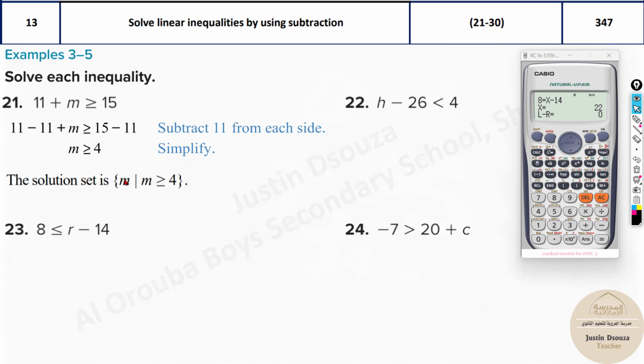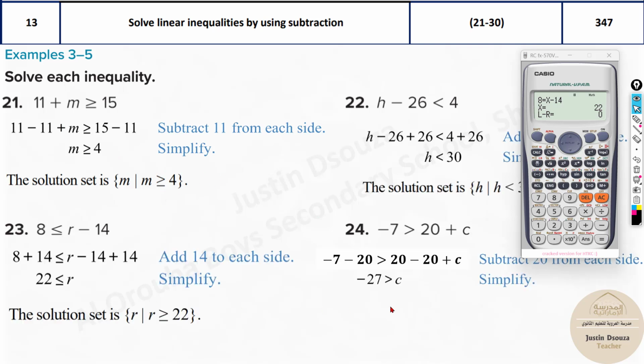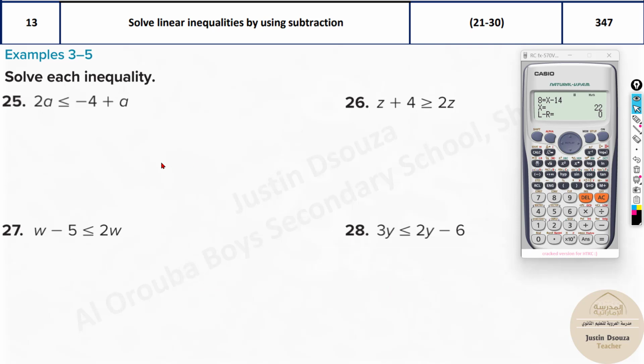This is just a fancy way of stating that m is the variable and m's condition is mentioned here. The value of m can be only greater than or equal to 4. That means it's 4, 5, 6, 7, 8. Values such as -2 or 3 or anything less than 4 are not allowed. So those are the answers. It's simple. Here it'll be c less than -27. Same way you can try it over here.